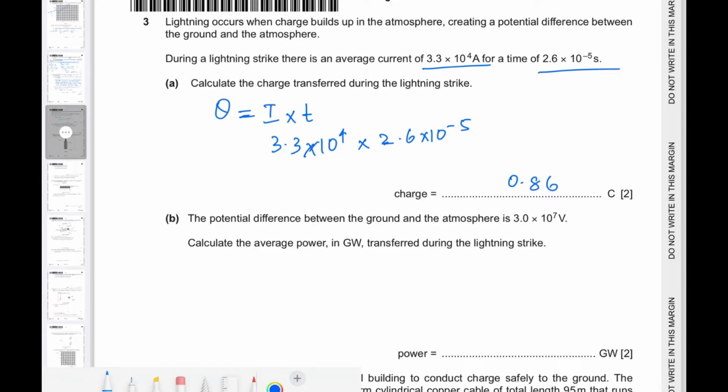The potential difference between the ground and the atmosphere is 3.3 times 10 raised to 7 volts. Calculate the average power in gigawatts transferred during the lightning strike. 1 watt is equal to 10 raised to negative 9 gigawatts, so you'll convert your answer using this fact.